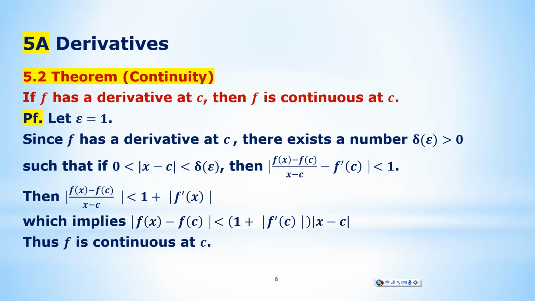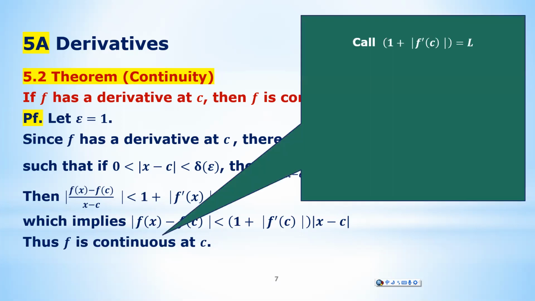Okay. Now, if you remember in the last chapter, we have a homework problem. And that corresponds to the homework problem actually. However, I choose to review that solution with you. Okay. So how do we see that this will imply that f is continuous at c? So let's call the right side, the fixed constant 1 plus f prime c, to be L. Okay, call this L.